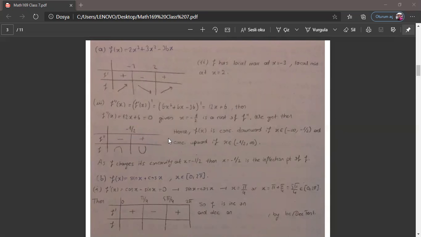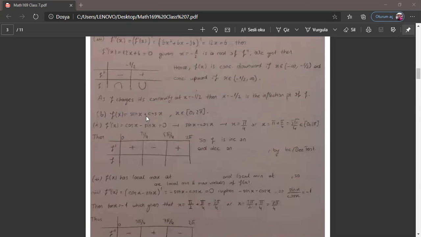The second derivative, the concavity test, says that if the second derivative is negative, then the function is concave downward, and if it's positive, it's upward. So the inflection point then is -1/2, right? Because it changes its concavity. As we said before, f is concave downward on this interval, which is -∞ to -1/2, and it's upward on this interval. So we're done with this function.